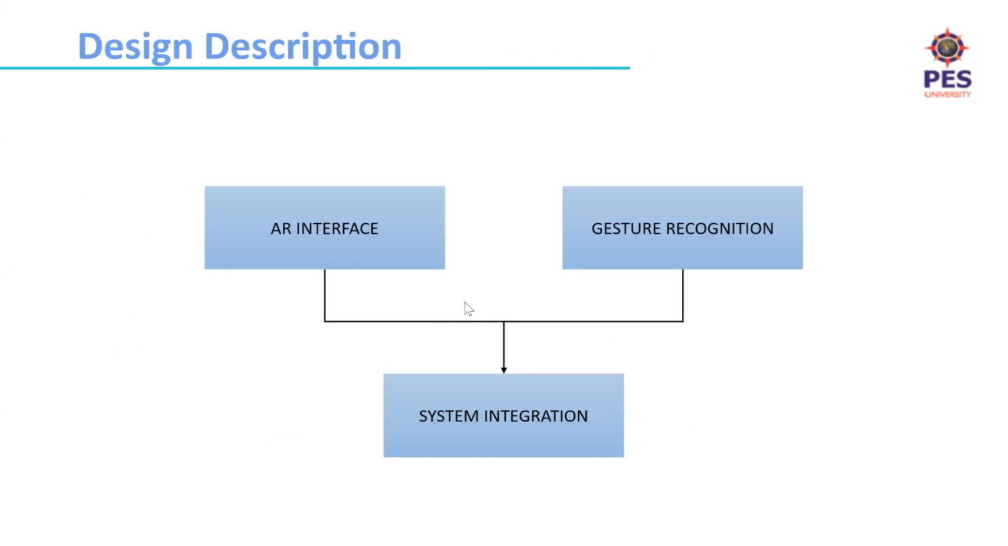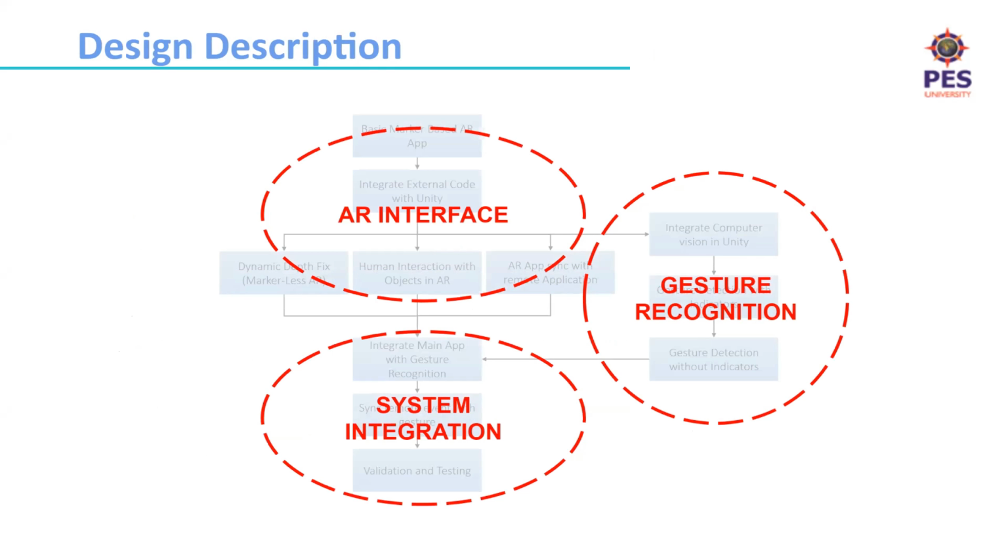Over to Arya. Yeah. So the overall design description, as Anjali had stated in the previous slide, has three main components to it: the AR interface, the gesture recognition, and the system integration part of it. The first part of the project is the augmented reality. In this part, the AR environment is provided to the user as an interface, and this part has to be rendered and defined by us.